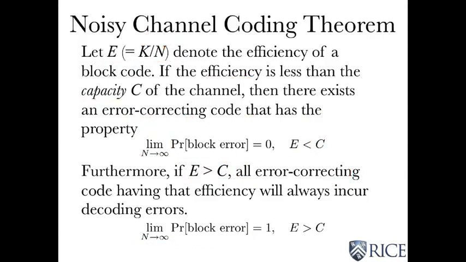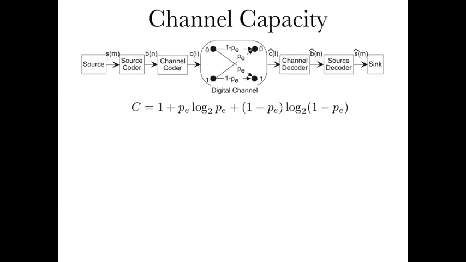So what is the capacity? For our little channel, the digital channel we've been talking about, the capacity is given by this formula. If you're saying that looks a little bit familiar, it does look like the entropy formula applied to PE and 1 minus PE. In fact, it's 1 minus an entropy formula involving those quantities.